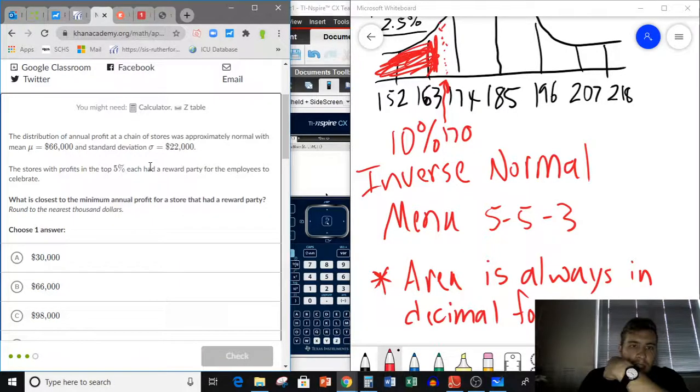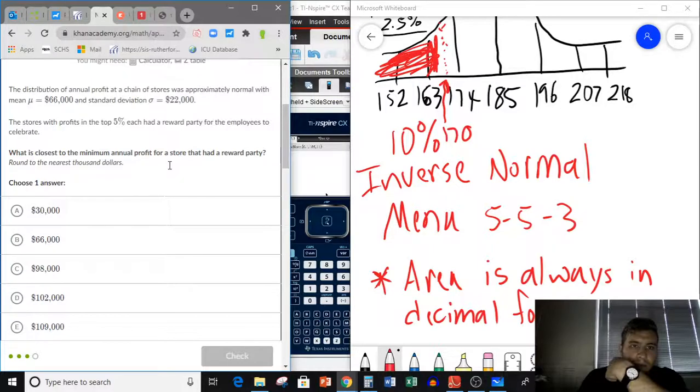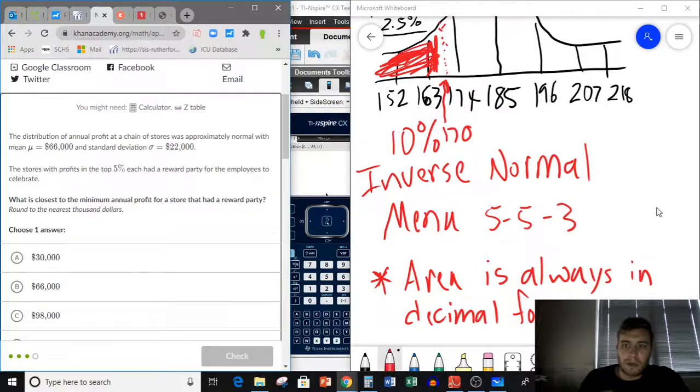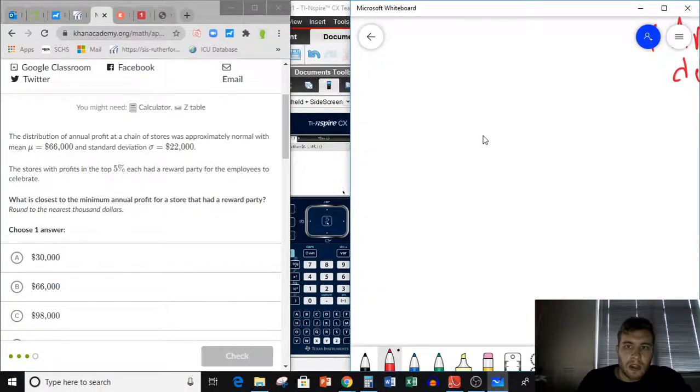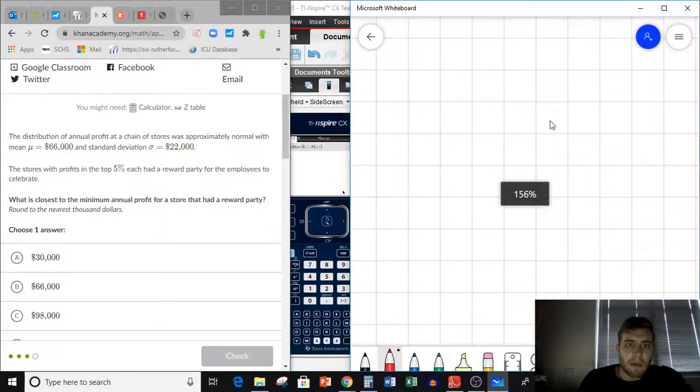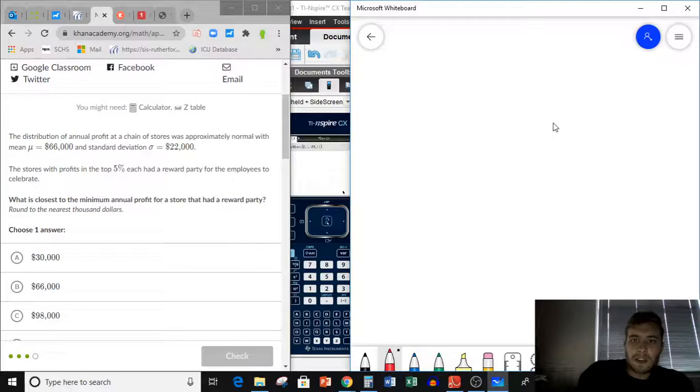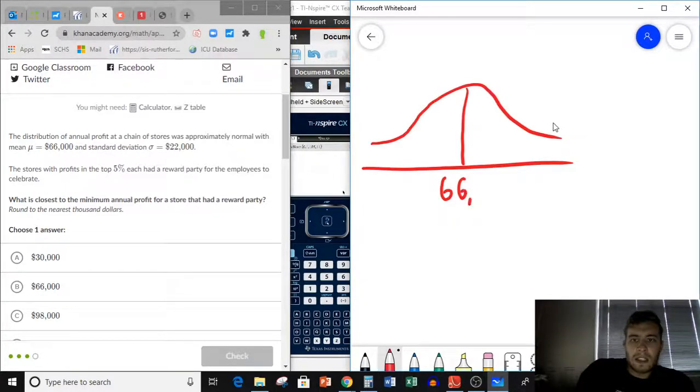So let's, I guess we're going to need to do this one. I'm going to draw a simpler diagram. Hold on, I need to zoom in. Okay, we're going to draw this one. I'm not going to spend as much time creating it. So this is 66,000. And we know the standard deviation is 22,000.